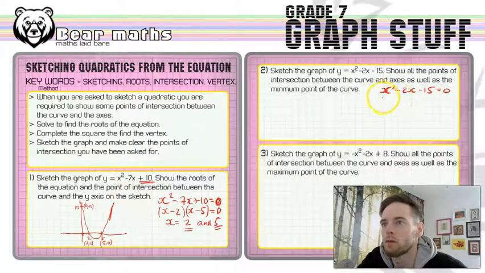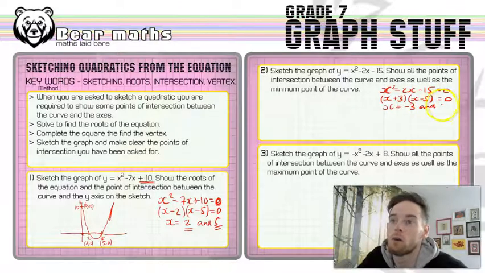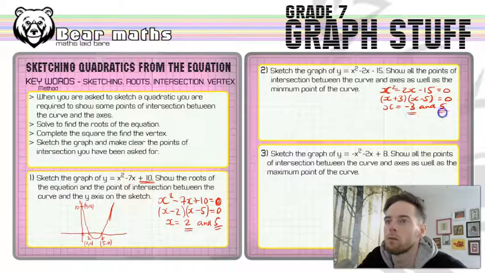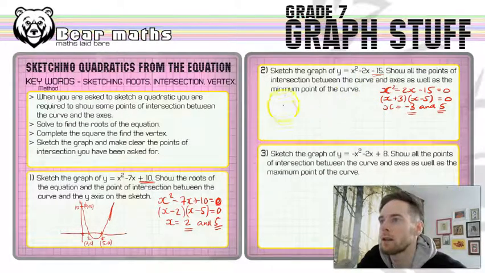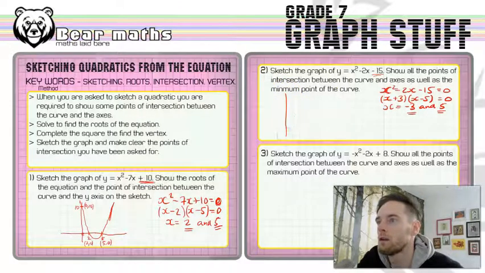So first of all, I'm going to find the roots just by factorizing and then solving. So that's going to be x. Factors of 15 add to make minus 2. Well, 3 and 5 work, so positive 3 and a minus 5 in the brackets, which means that x is minus 3 and 5. There's our two roots. We know that it's going to go through the y-axis at minus 15, because that's the number on the end, the constant, and we just need to complete the square to get the minimum point of the curve. So I'm going to draw this over here.